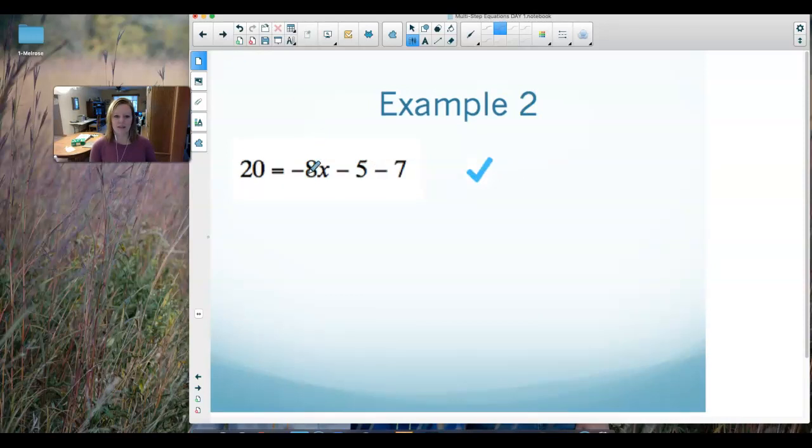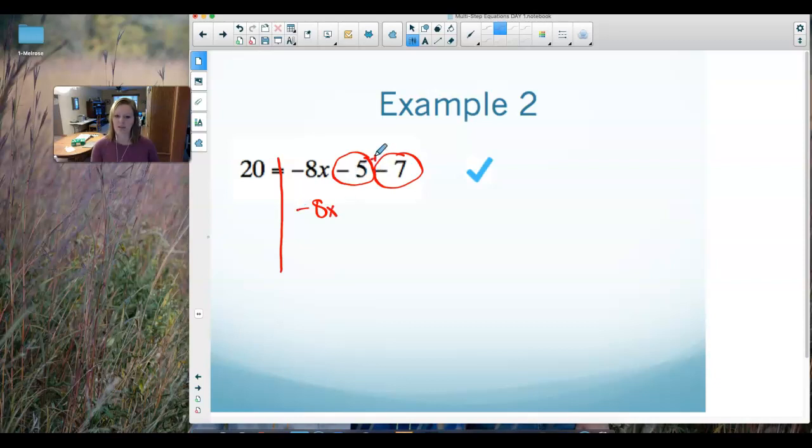Okay, example 2. Again, we draw a line by the equal sign. This time I see I only have one variable term, but in this case I have two constants. So I need to combine them together. So we have negative 8x.